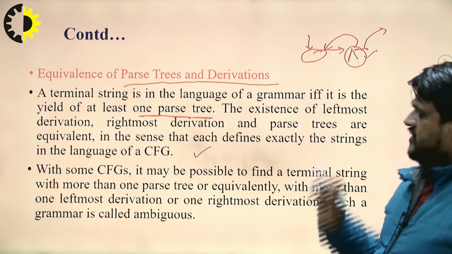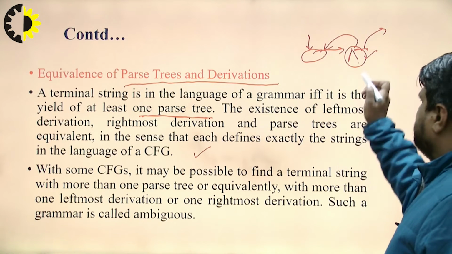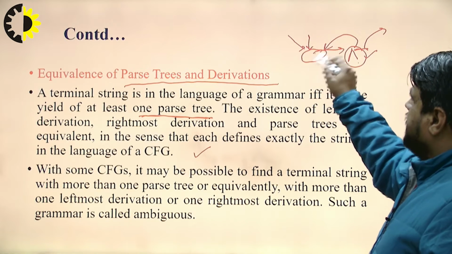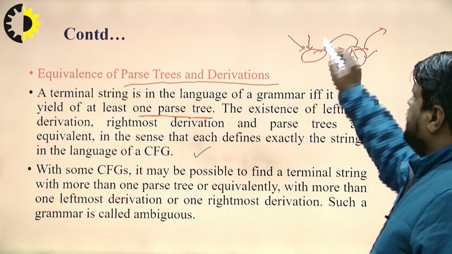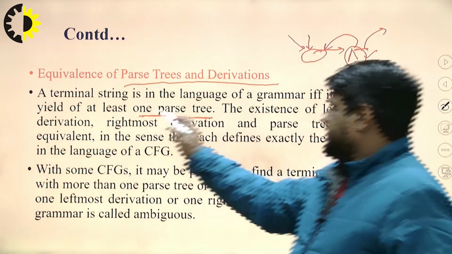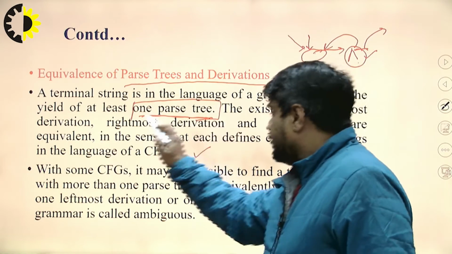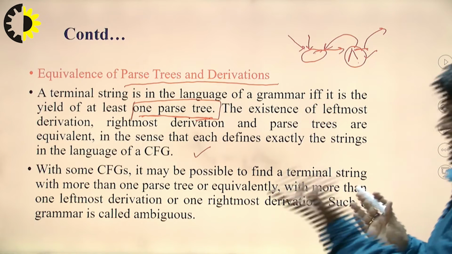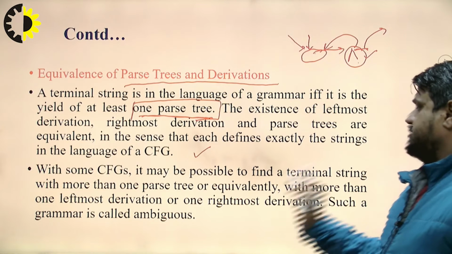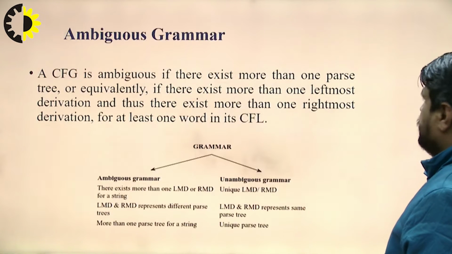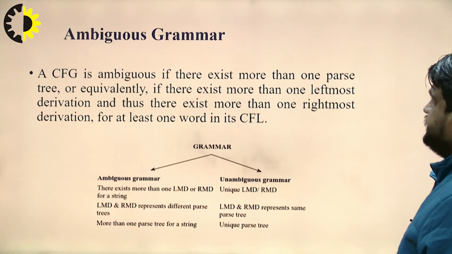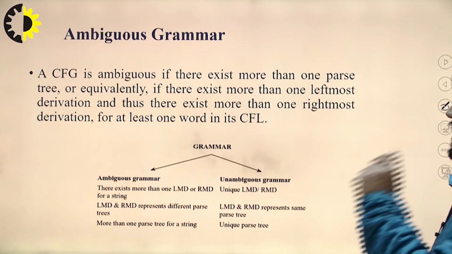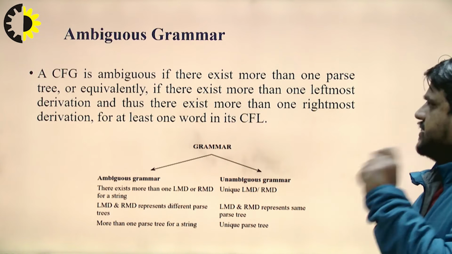In some strings of the CFG, it may be possible that a particular string has more than one parse tree, right? There is a necessity of at least one parse tree. If more than one parse tree is possible for a particular string in a language of a context-free grammar, then it is called ambiguous. So now we will move towards the ambiguous grammar, right? Basically, a context-free grammar is ambiguous if there exists more than one parse tree.